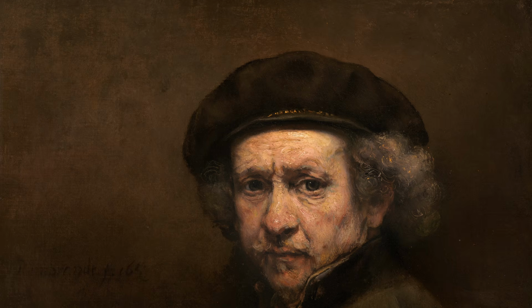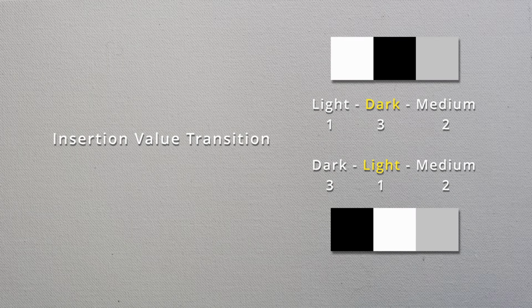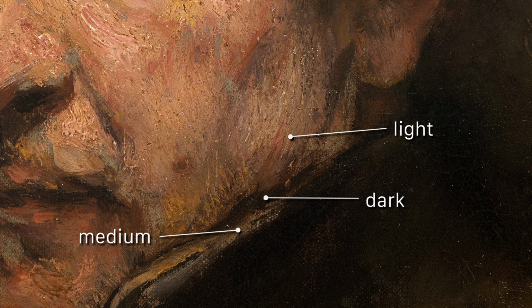In this case, Rembrandt uses this to create movement in his work. He creates movement in the whole work. We can talk about this as inserting a lighter value in between the two values. Of course, we could also do this in reverse. We could go from light to medium with a dark insertion. Either way, let's call this an insertion value transition. We see this exact pattern at the bottom of his face and the interaction with the collar.